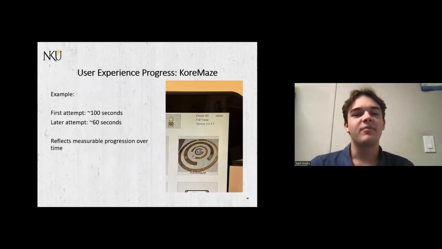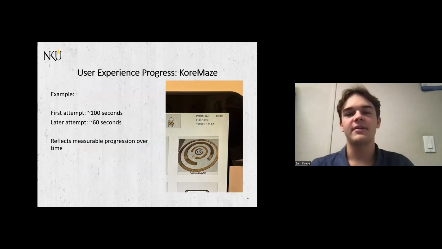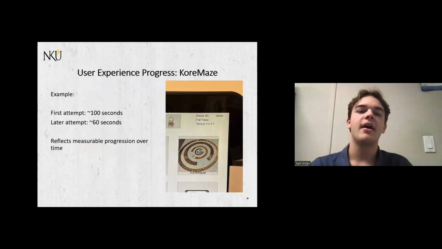So using our example of the core maze, as I said earlier, that picture right there is what the first maze looks like. Obviously, you are not necessarily leaning, but shifting your weight on the plate to make the ball roll around the maze to get to the center. I had someone recently, about a month ago, start their first attempt on the core maze. They took 100 seconds to complete the maze, which is definitely below average for our population.